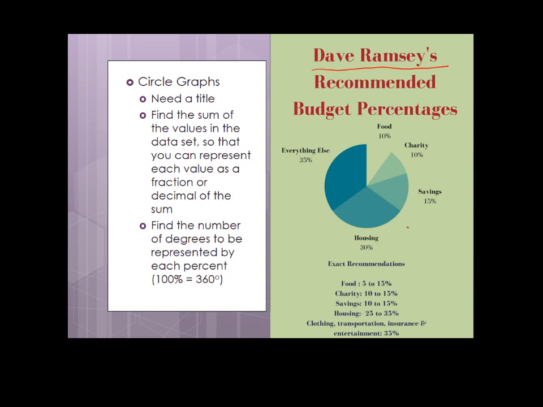So notice that in a circle graph, you separate it, they're usually percents. And these percents should add up to 100%, because a full circle is 100%. So, he says you should spend about 30% on housing, 15% on savings, 10% on charity, 10% on food, and 35% on everything else.